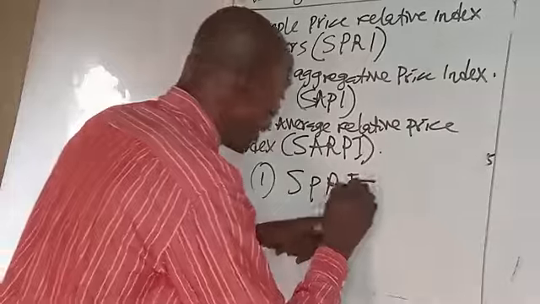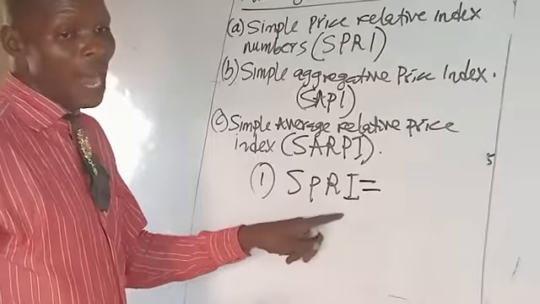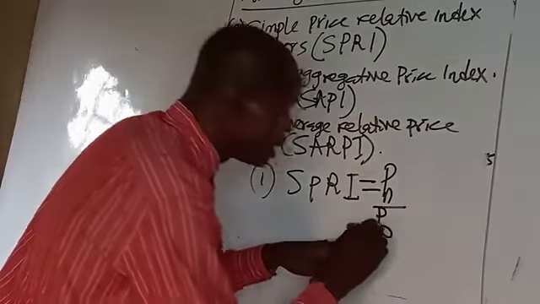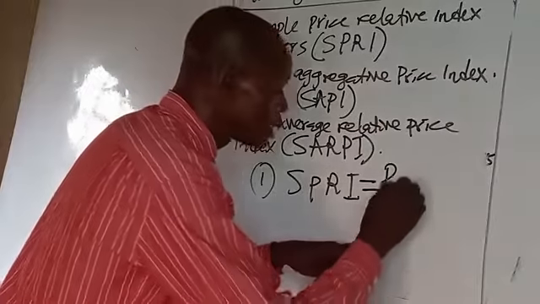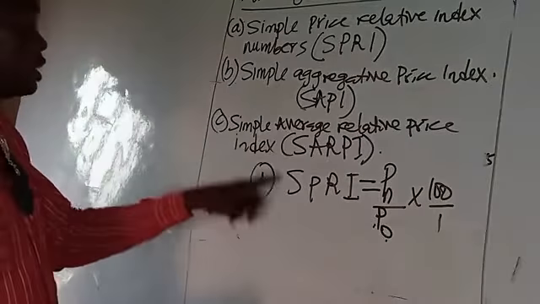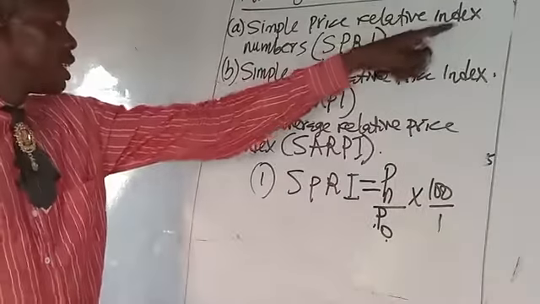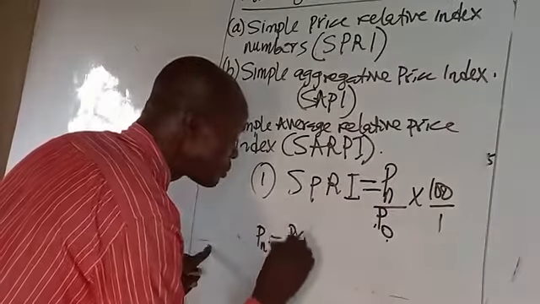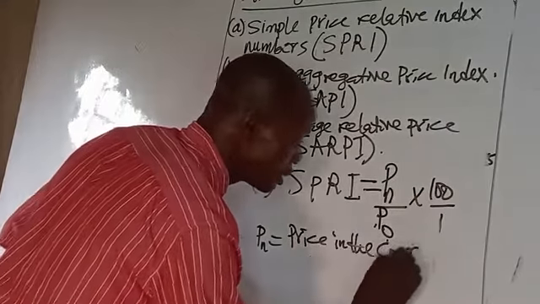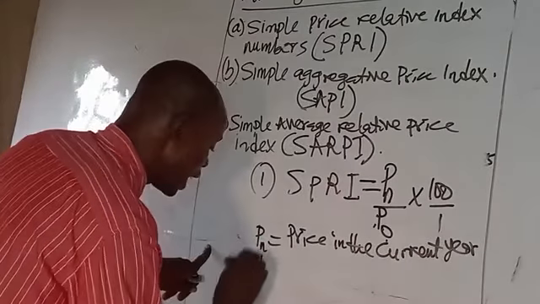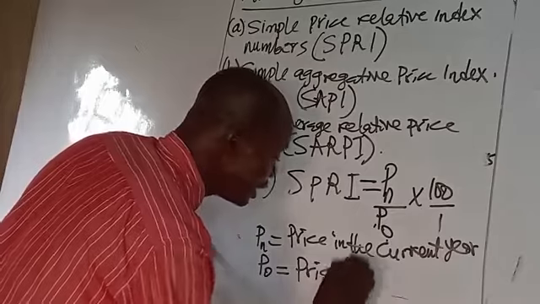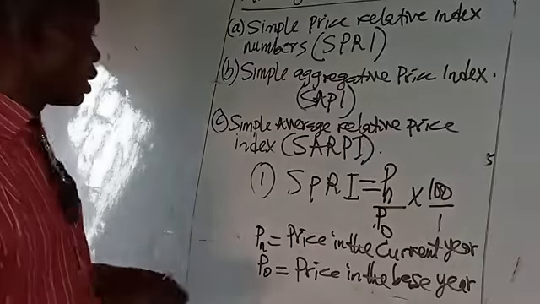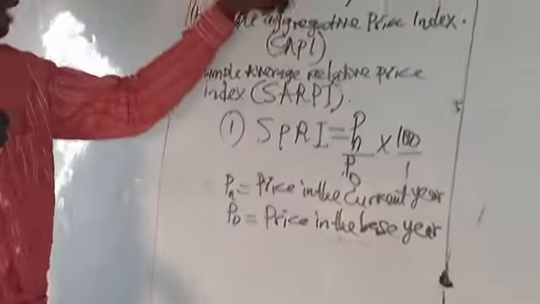So SPRI is equal to the price of the commodity in the current year over the price of the same commodity in the base year. Let me say the base year is equal to 0: Pn over P0 times 100. That is the formula for calculating the simple price relative index numbers. Pn stands for price in the current year. P0 stands for price in the base year. If you say base year, you mean the previous year.